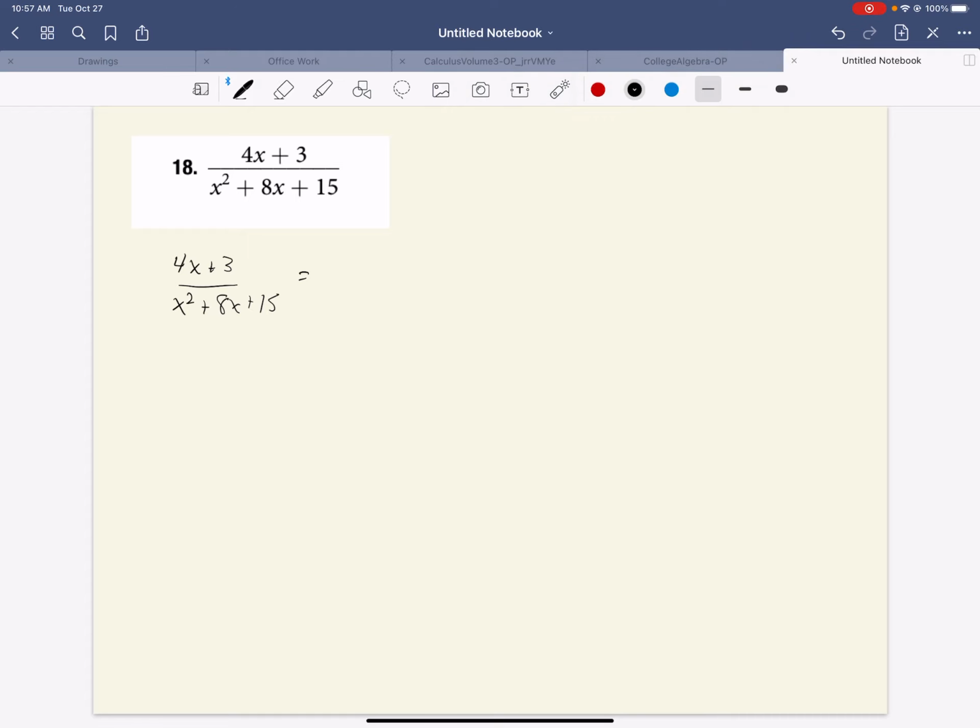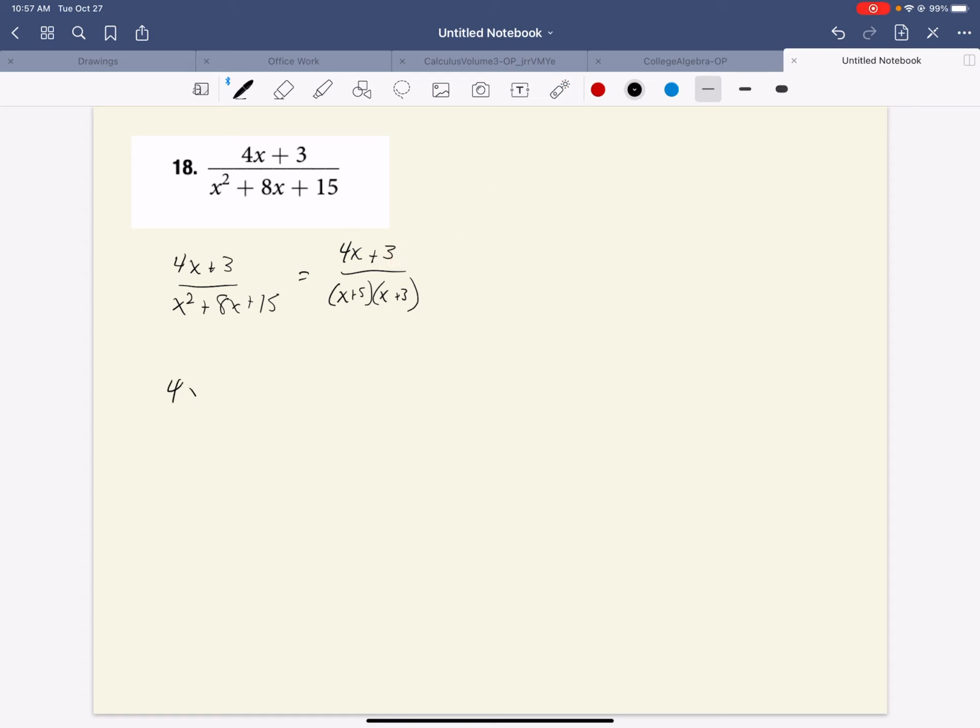So this is just problem number 18 I picked out of your guys' homework problems, and the first thing we need to do would be to factor the denominator. So I'm going to factor this as x and x, and I think 5 and 3 will make 15, and if I add them I get 8. So this now right here is what I'm really trying to do the partial fractions on.